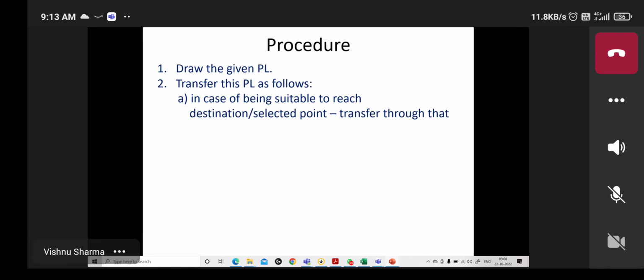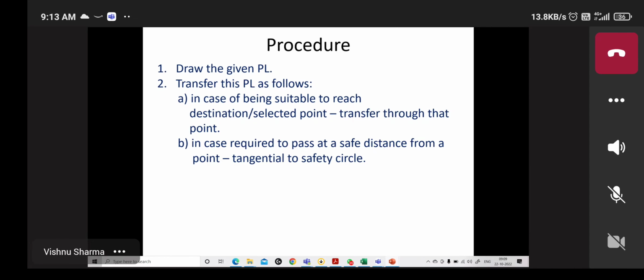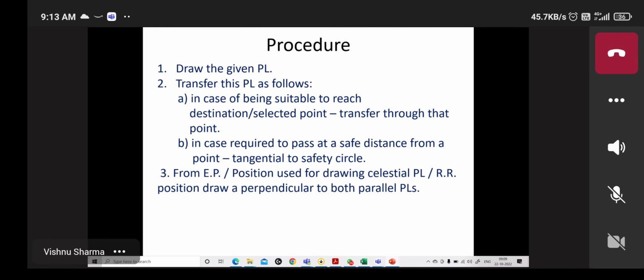The second situation could be you don't know the destination, but you want to make sure that you pass a certain danger at a safe distance. Right? In that case, what can you do? You can draw a circle of that radius and transfer this PL tangential to that circle, right? Now, from EP or the position used for drawing the celestial PL, draw a perpendicular to both the PLs.